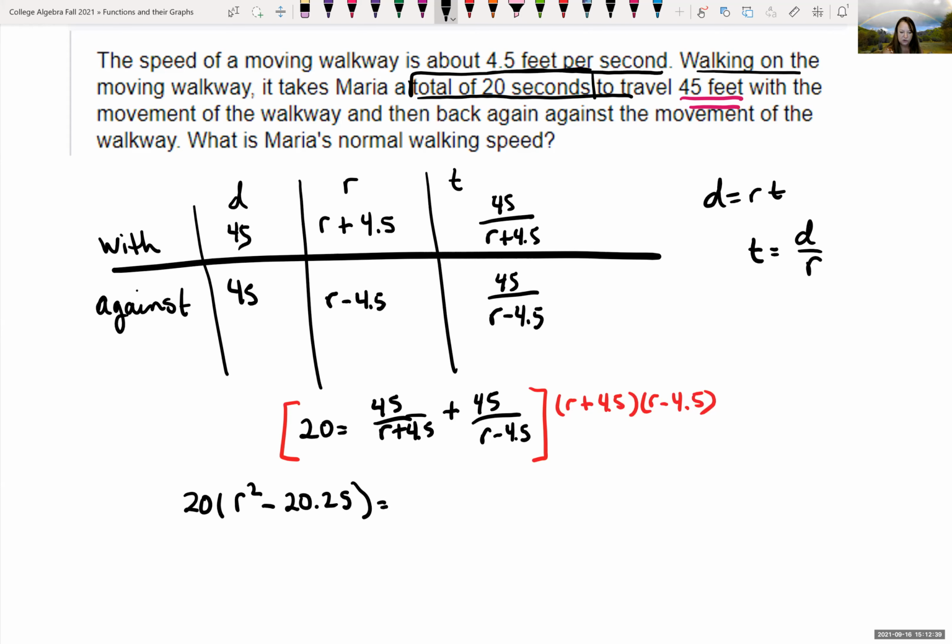Is equal to, and so now when we distribute to the first fraction on the right-hand side of the equation, the R plus 4.5 is going to cancel, and you're going to be left with a 45 all times R minus 4.5. Plus, distributing the LCD to the second fraction on the right-hand side, the R minus 4.5 is going to cancel, and so we're going to get 45 all times R plus 4.5.